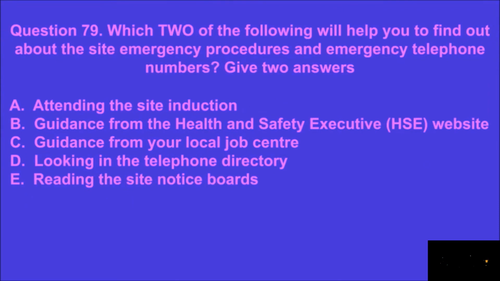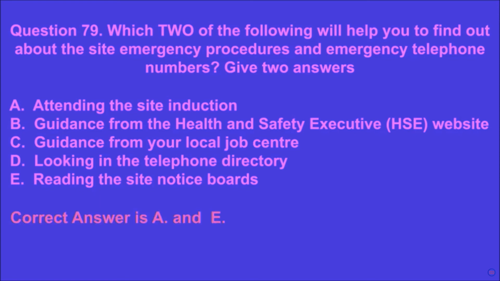Question 79. Which two of the following will help you to find out about the site emergency procedures and emergency telephone numbers? Give two answers. A. Attending the site induction. B. Guidance from the Health and Safety Executive, HSE, website. C. Guidance from your local job center. D. Looking in the telephone directory. E. Reading the site notice boards. Correct answer is A and E.